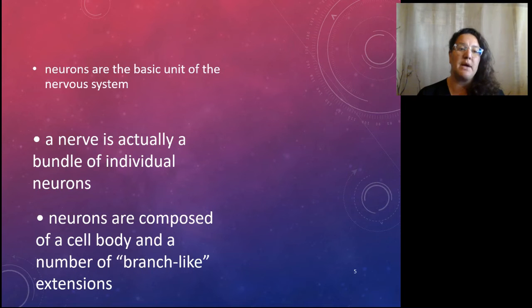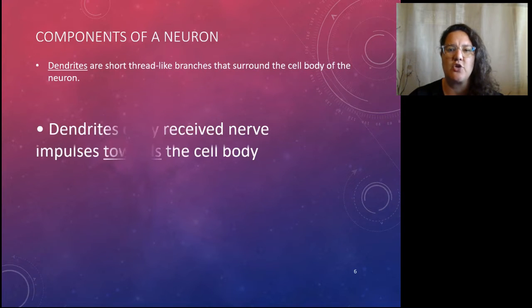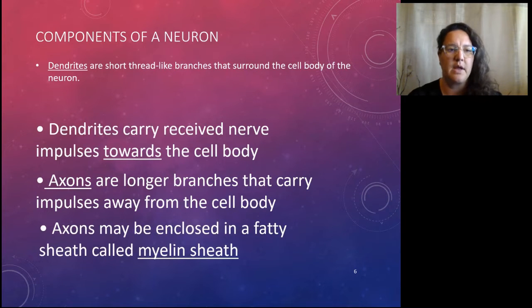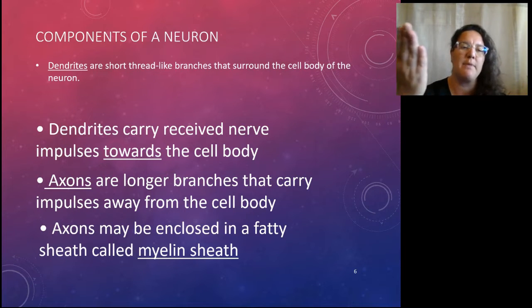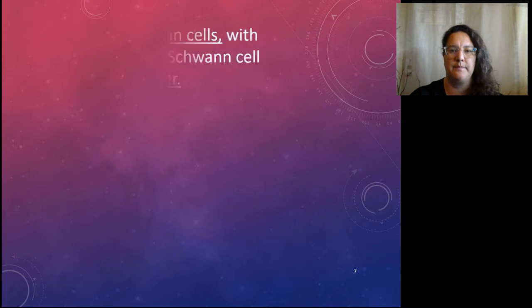A nerve is actually a bundle of individual neurons, and neurons are composed of a cellular body and a number of branch-like extensions. These are known as dendrites on one end and axons on the other. Dendrites are short thread-like branches that surround the cell body of a nucleus, and they carry impulses towards the cell body. So they pick up information and take it towards the cell body. Axons are longer branches that take impulses from the cell body and carry them away. Typically they're enclosed in a fatty sheath known as a myelin sheath.